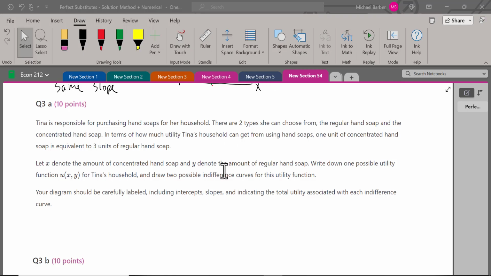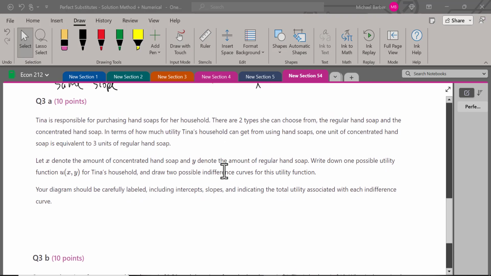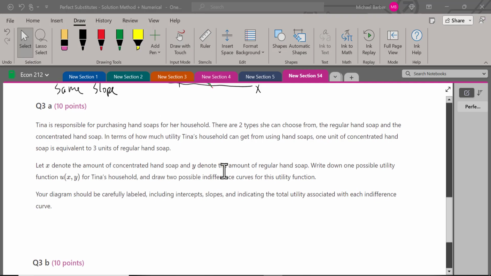Again, this example is one of the ones we were trying to get to in the demand chapter. So Tina is responsible for purchasing hand soaps for her household. There are two types that she can choose from, the regular hand soap and the concentrated hand soap. In terms of how much utility Tina's household can get from using hand soaps, 1 unit of concentrated hand soap is equivalent of 3 units of regular hand soap. Let X denote the amount of concentrated hand soap. Let Y denote the amount of regular hand soap.